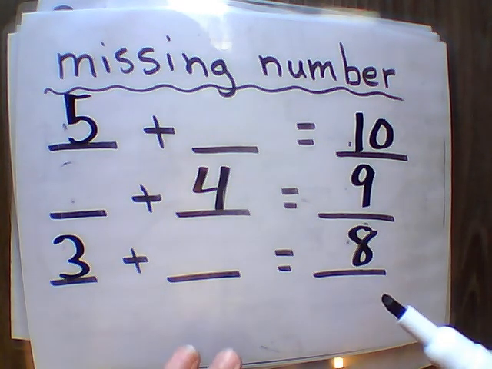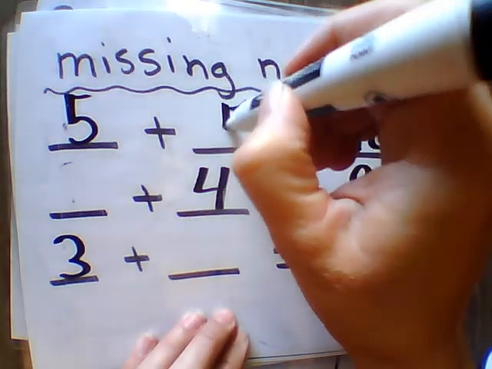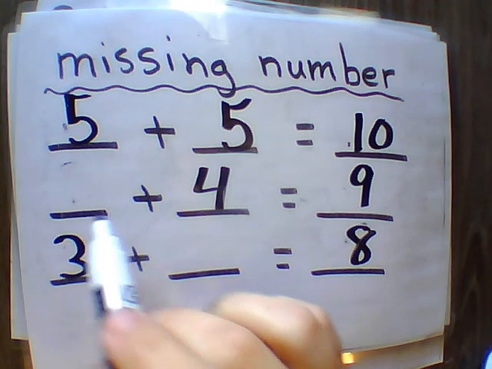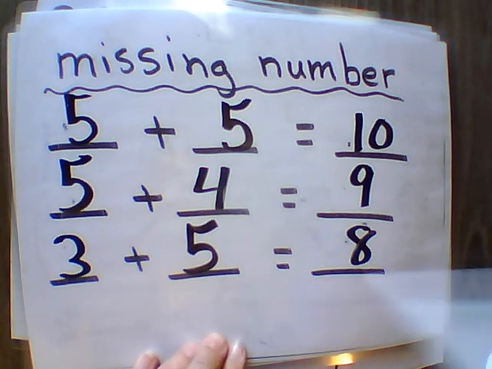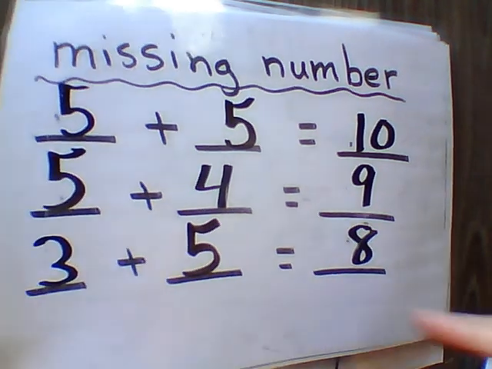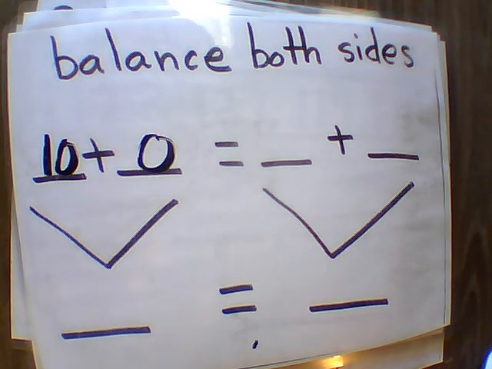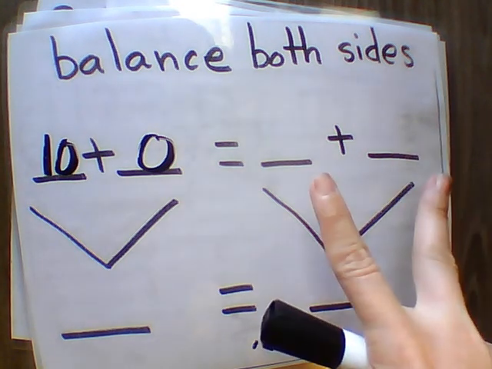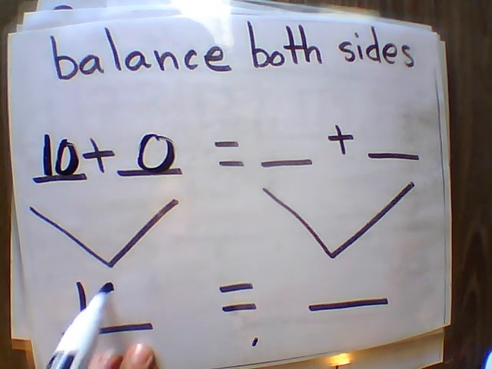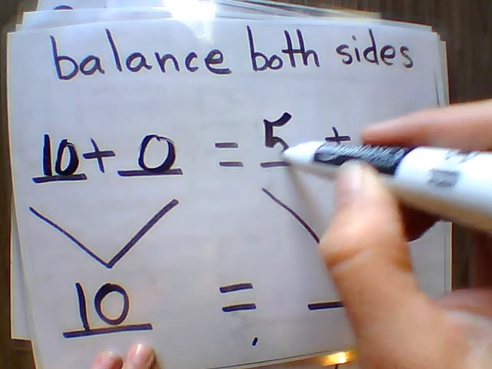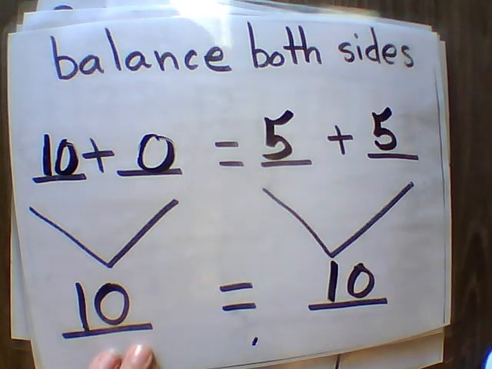Alright, so I'm just going to go through and fill them in. 5 plus 5 equals 10, double fact. 5 plus 4 equals 9, and 3 plus 5 equals 8. Balance both sides, so 10 plus 0, solve the equation, then write another equation. Do that now. Go. Alright, so 10 plus 0 equals 10, and then today I will do 5 plus 5 equals 10.